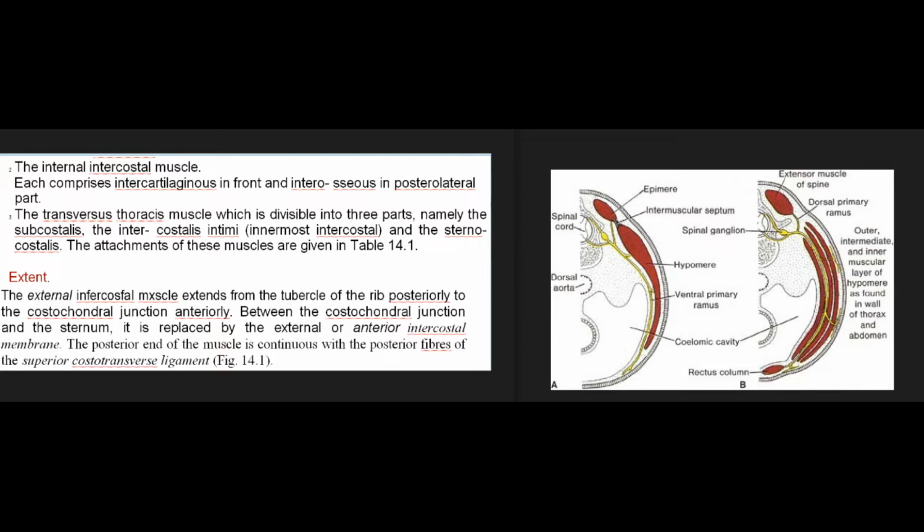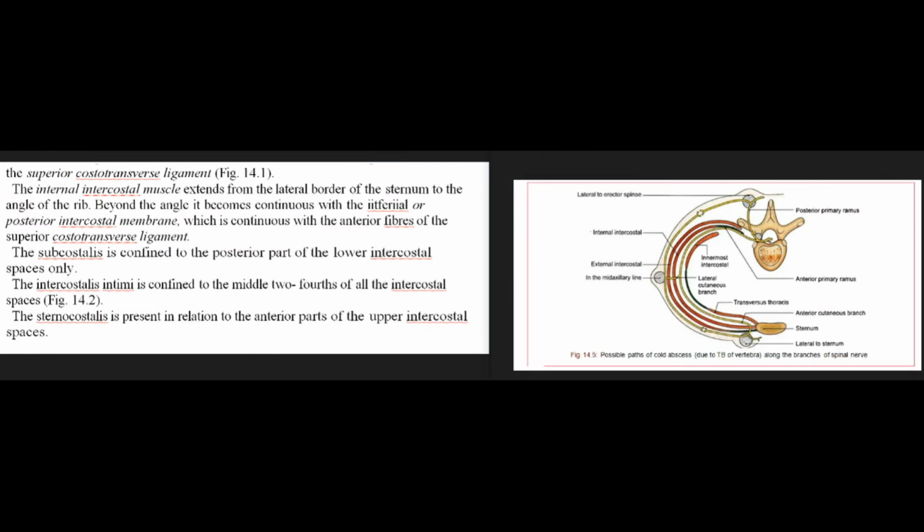Extent. The external intercostal muscle extends from the tubercle of the rib posteriorly to the costochondral junction anteriorly. Between the costochondral junction and the sternum, it is replaced by the external or anterior intercostal membrane. The posterior end of the muscle is continuous with the posterior fibers of the superior costotransverse ligament, Fig 14.1.